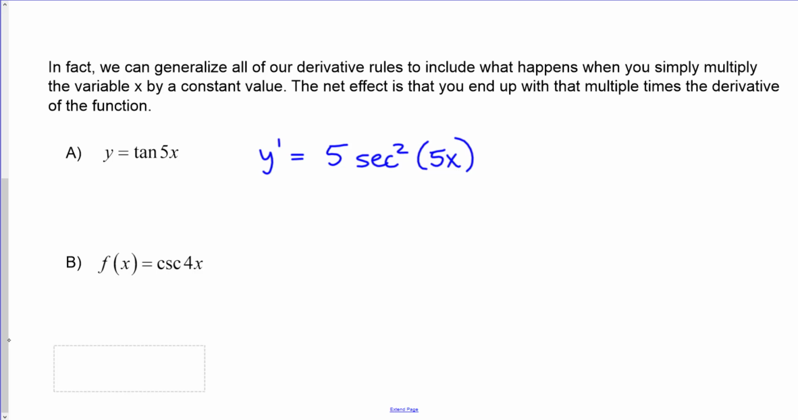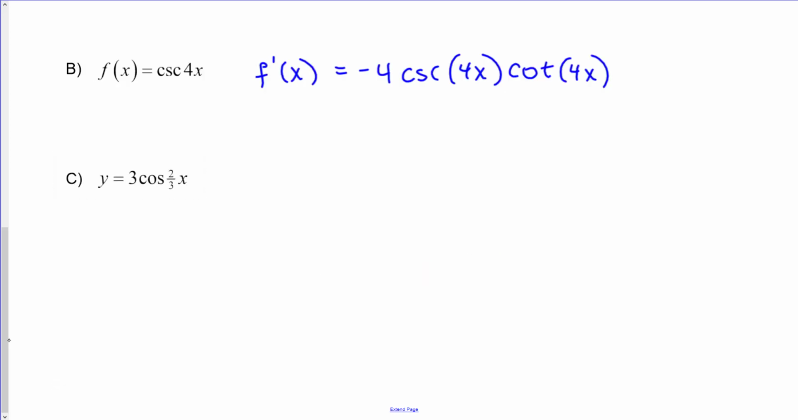So here, if I want f prime of x for cosecant 4x, the derivative of cosecant is negative cosecant cotangent, so it's going to be negative 4 cosecant 4x cotangent 4x. And if you do the chain rule on these, that's perfectly fine. I'd much rather you use the rule to get the correct answer, but if you want a way of speeding up things that you run into quite a bit, this is a great way of doing it.